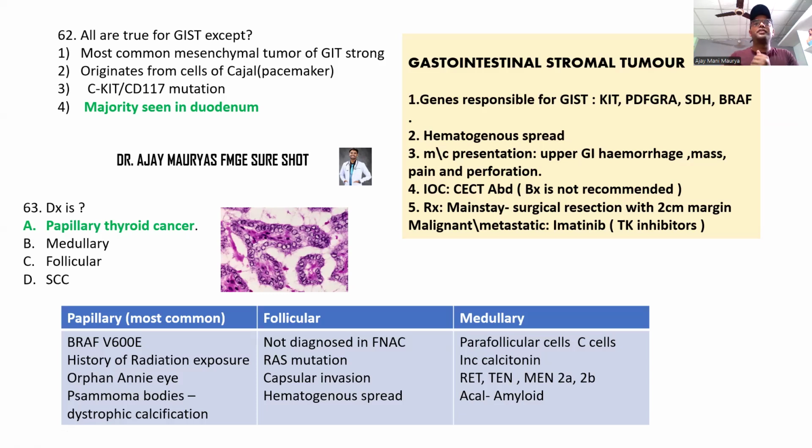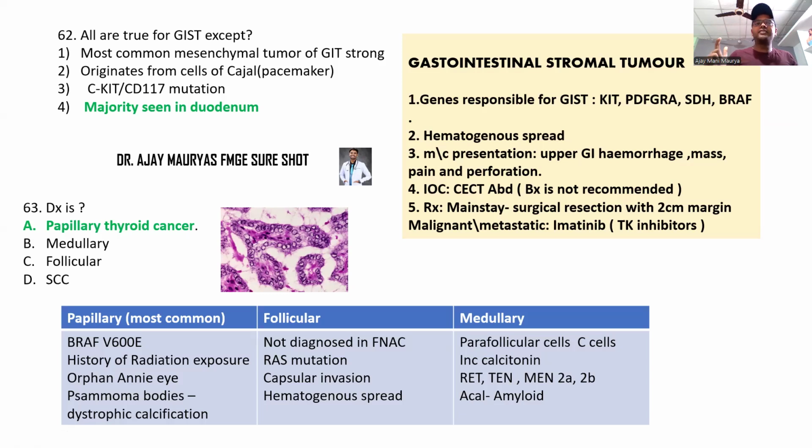For the follicular thyroid cancer, guys, it is not diagnosed on FNAC examination. You can see it is the follicular RAS mutation, and there is a capsular invasion. All the others are lymphatic spread, but follicular is the hematogenous spread. Coming to the medullary, see, medullary is muddy fellow.